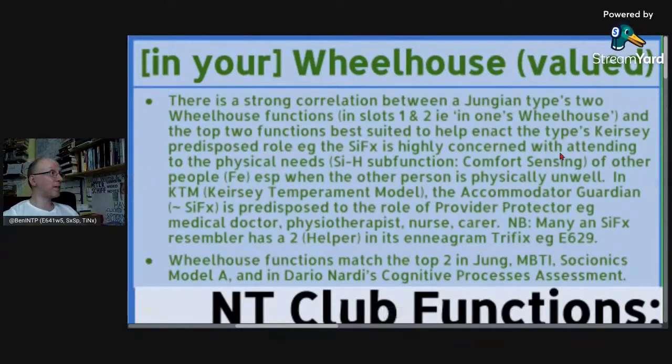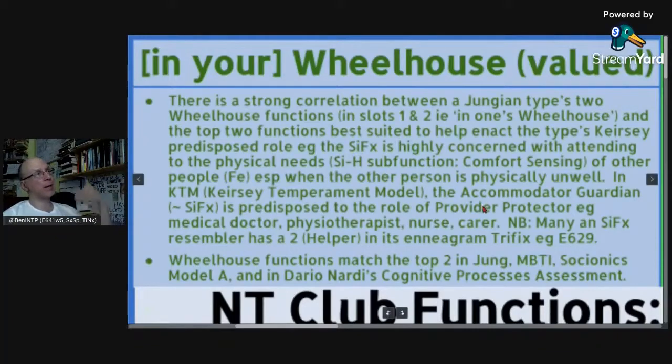Perhaps you'd be able to understand it if the INTJs out there would actually talk about it. So for example, helping act is the Kersey's predisposed role. This is digressing now away from INTJ, but you know, that's me. E.g., the ISFJ is highly concerned with attending to the physical needs, SI subfunction, comfort sensing of other people, FE, especially when the other person is physically unwell. In Kersey's temperament model, the accommodator guardian is predisposed to the role of provider protector, e.g., medical doctor, physiotherapist, nurse, carer. Many ISFJ resemblers have two in the Enneagram chart. So what I'm saying is that role will draw on SI and FE. The role of the arranger of contingencies draws on NI and TE.